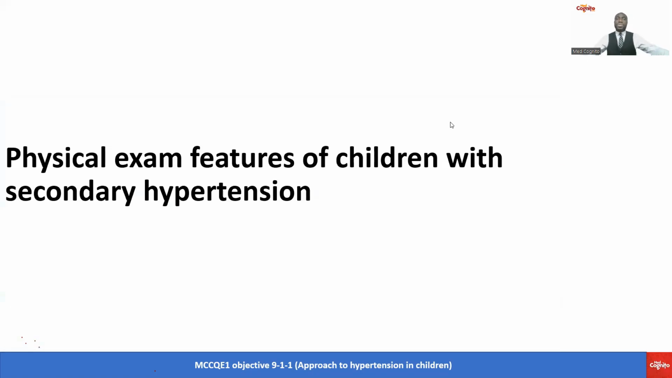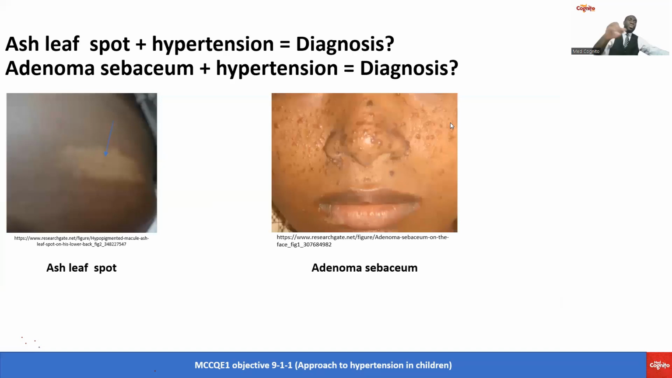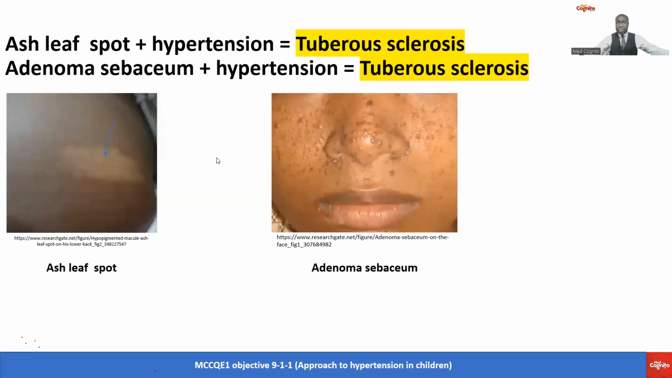Okay, good. So let's use this and go through this question. You have a child who comes with either this rash or this lesion plus hypertension. What's your diagnosis? Or you see a child with tuberous sclerosis. Please learn that hypertension plus ash leaf spot, this is what we call the ash leaf spot. If you see the ash leaf spot or adenoma sebaceum, think tuberous sclerosis. Okay, good. Next question.